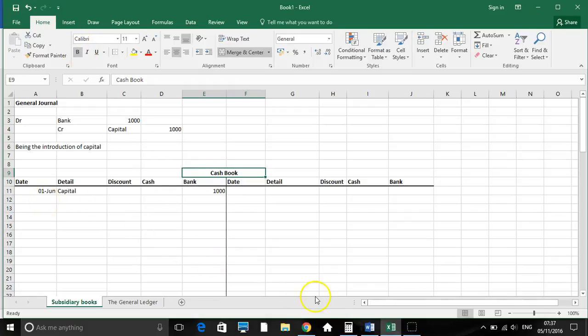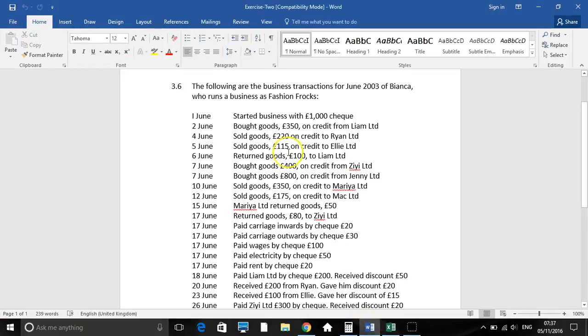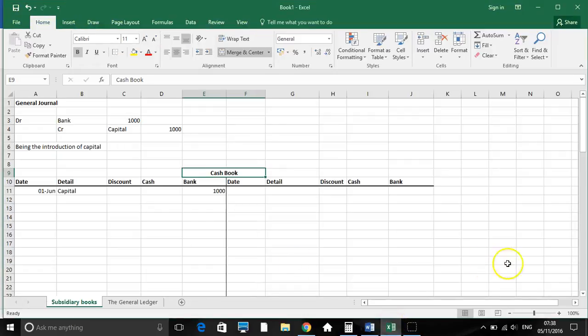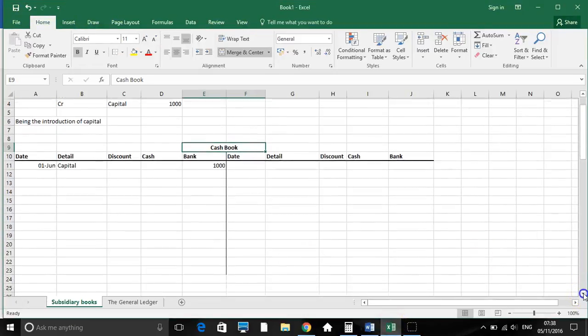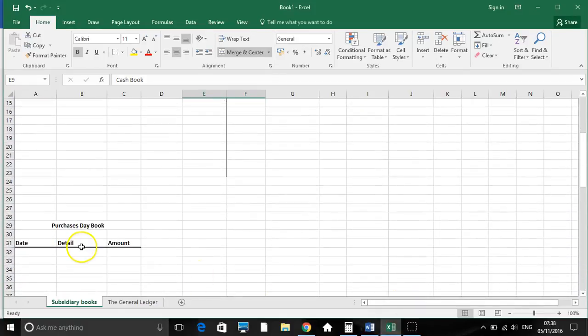Let's look at what happens on the 2nd of June. On the 2nd of June, we buy some goods, 350 on credit from Liam. So the first thing we do is we go to our purchase day book. And then on the 2nd of June, buy some goods from Liam for 350. Right? The pound signs and all the others you can put in here if you want to be more clever. I'm just trying to get the information in.